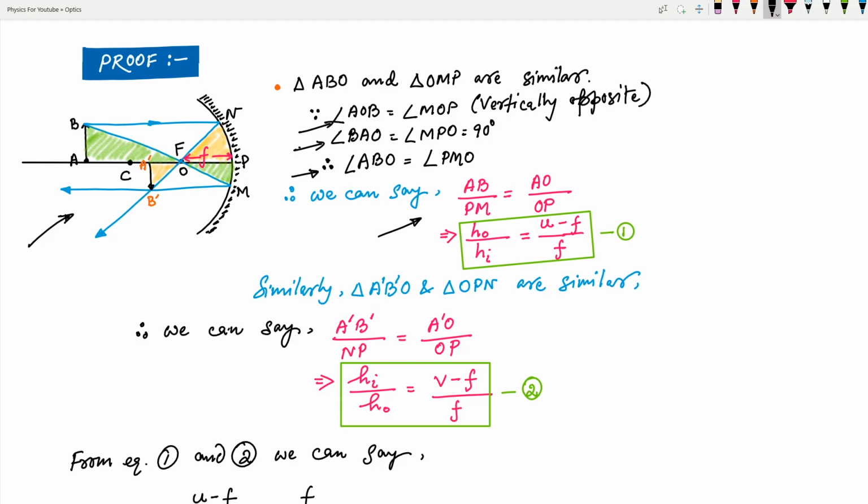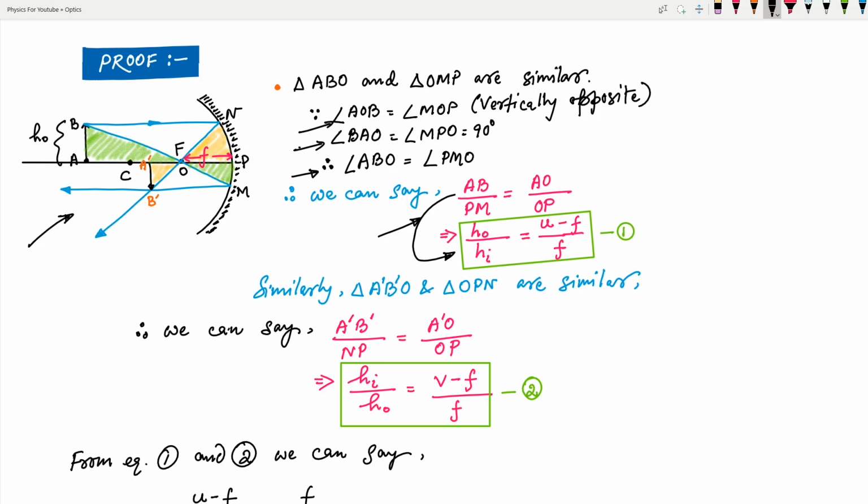I hope you know, this is very, very basic. So we can say from the property of similar triangles that AB divided by PM is equal to AO divided by OP. Just pause the video if you're having a problem and look into the ray diagram, and it will be clear. Now, from this relationship, if we put in the values, AB is nothing but the height of the object.